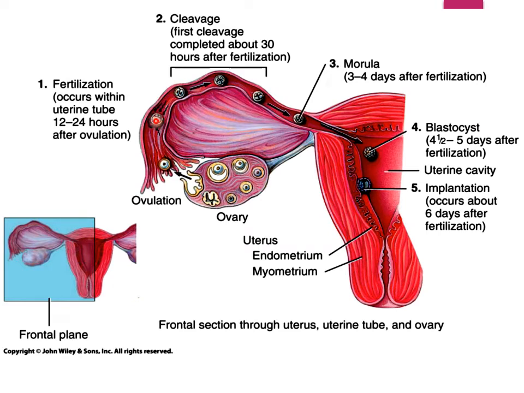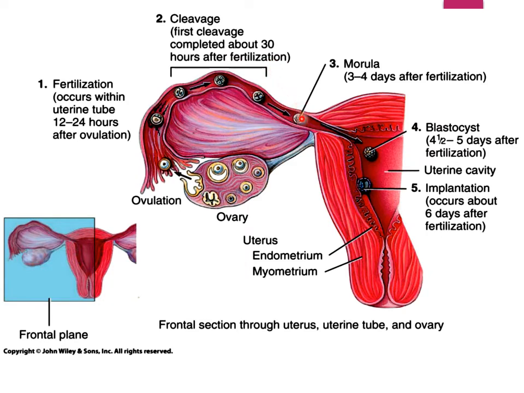Here conception occurs and the zygote is formed. Then the zygote, which starts division immediately, goes from 2 cells, 4 cells, 8 cells, until it reaches the 16-cell stage, which is named the morula. The division of the zygote is named the cleavage. It's completed about 30 hours after fertilization.